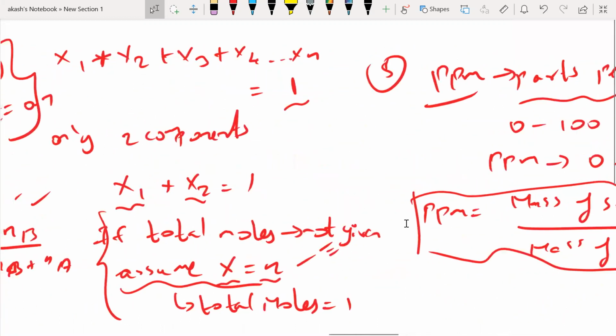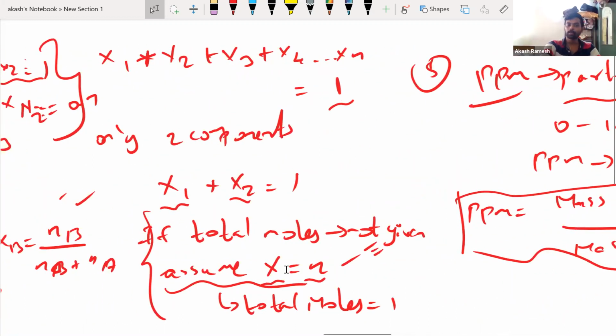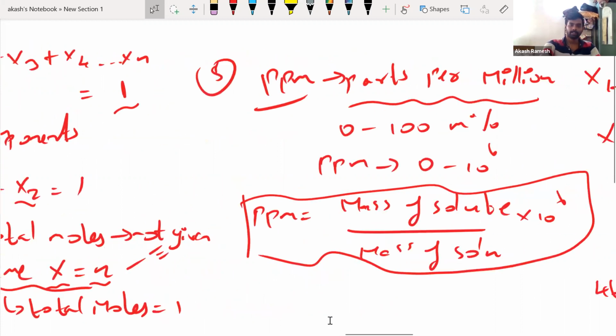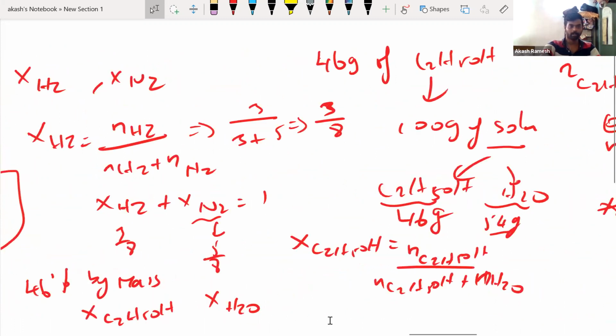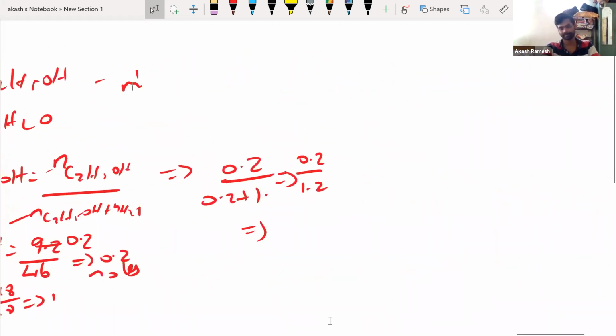So if the total number of moles is not given to you, you can assume that the mole fraction is equal to the number of moles directly. In this case, you can take the number of moles of glucose as 0.1 and the number of moles of water as 0.9, assuming the total number of moles is 1. It's not assuming, it's coming from the definition. I'll give you 1 more minute for everybody to calculate this, now that you know how we have to do it.